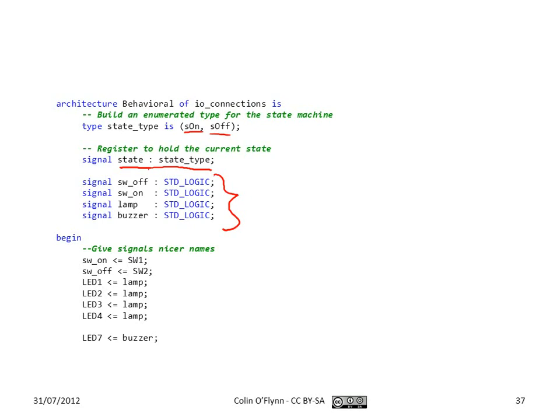What you can see is I've used these switch off and switch on signals, assigned from the actual physical switch names. So now when we're working with the code, we have some nice names. Likewise, I've assigned the state of the lamp to 4 LEDs, and the buzzer to a single output LED. Using these signals makes the code a lot easier to read than remembering, oh, it was switch 4, what was switch 4 again?